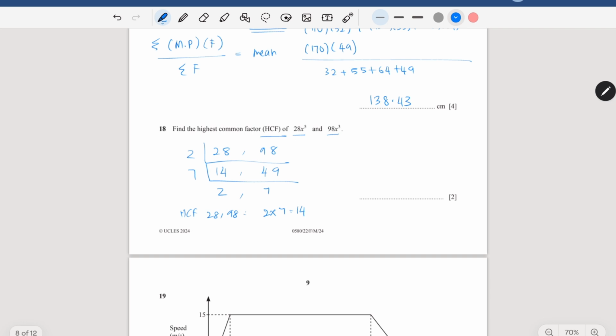Now we have x^5 and also x^3. You can divide them by x^3, so you will be left with x^2 and 1. So the HCF is x^3. So we have 14 here, and here is x^3. So your answer is 14x^3.